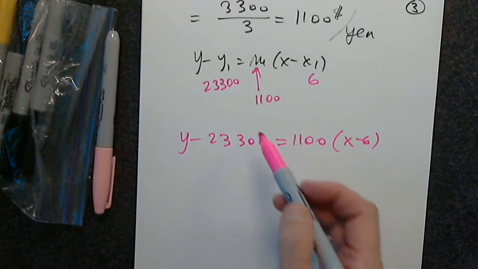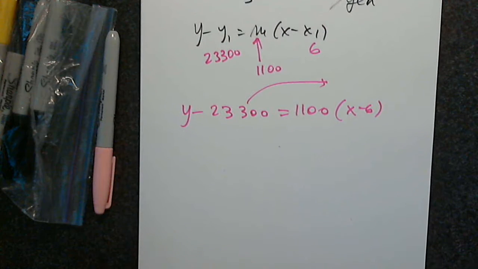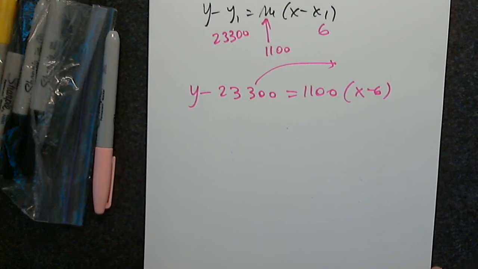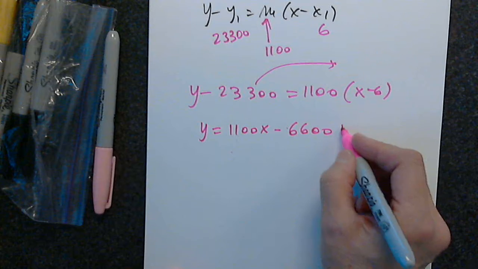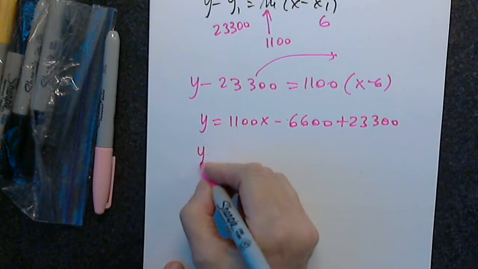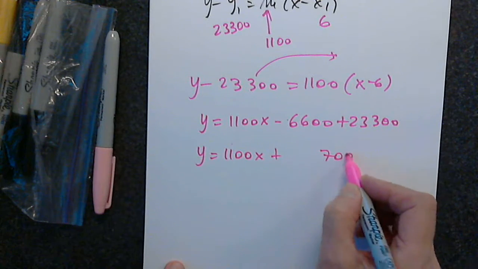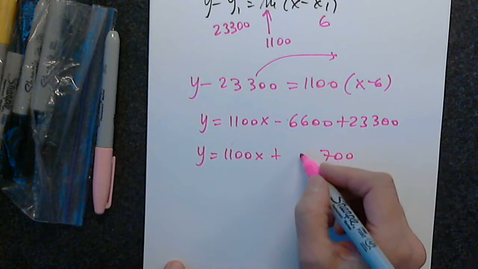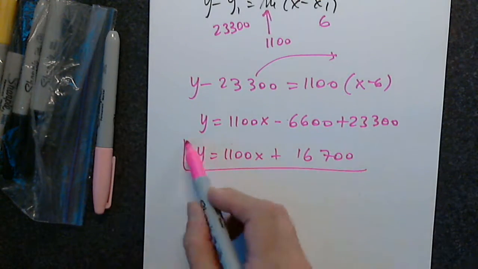Yes, I have to distribute. I have to move 23,300 to the other side and combine like terms, simplify fully, and then answer part B. So y equals 1,100x minus 6,600, plus 23,300. So y equals 1,100x, and then plus, I think I have 16,700. Correct me if I'm wrong. Let me know if this is correct.